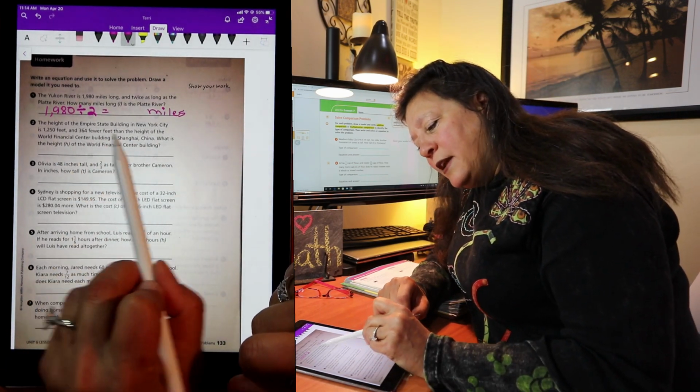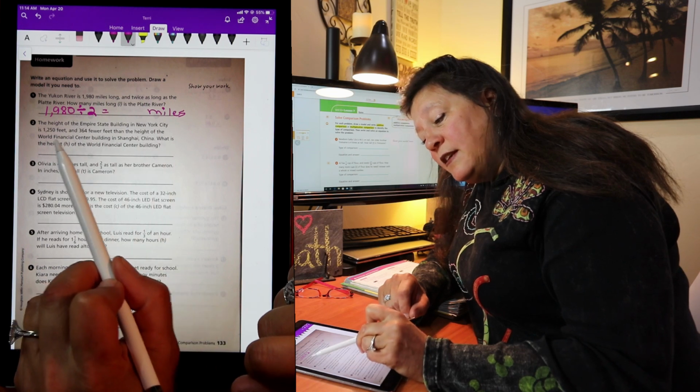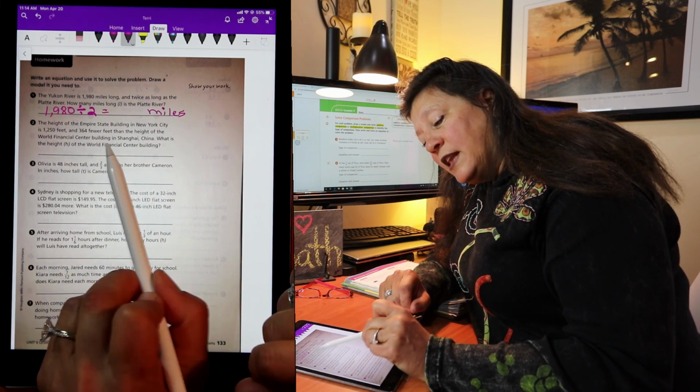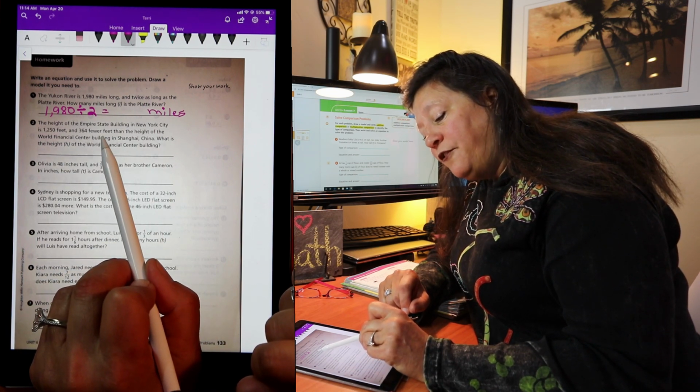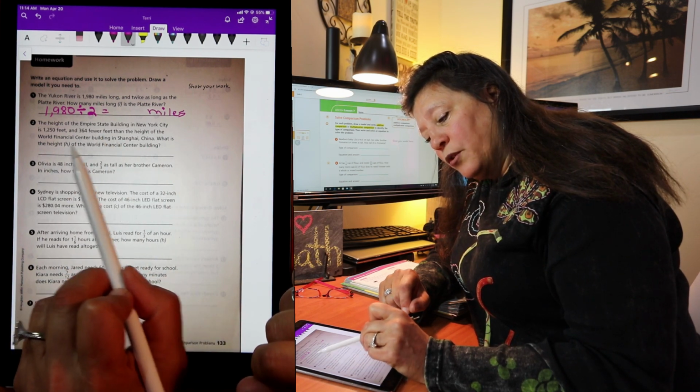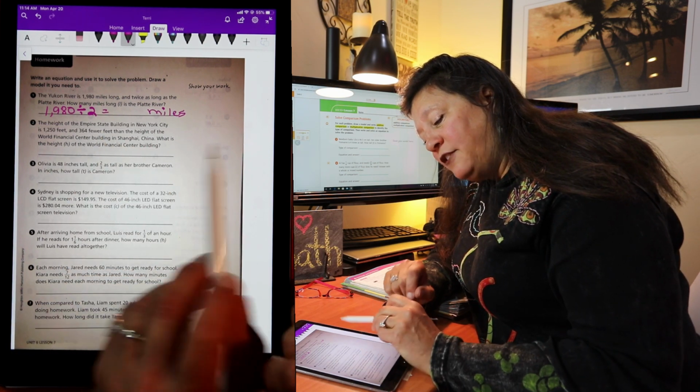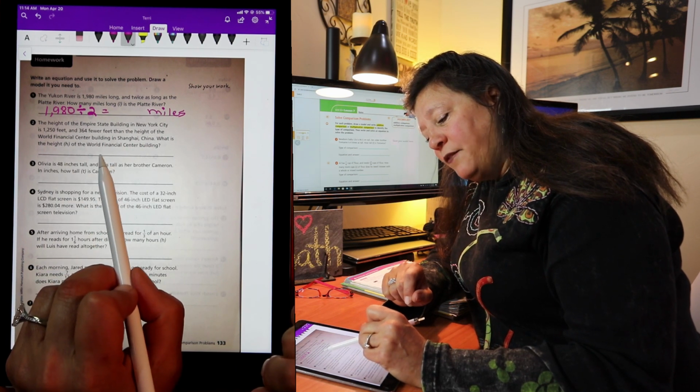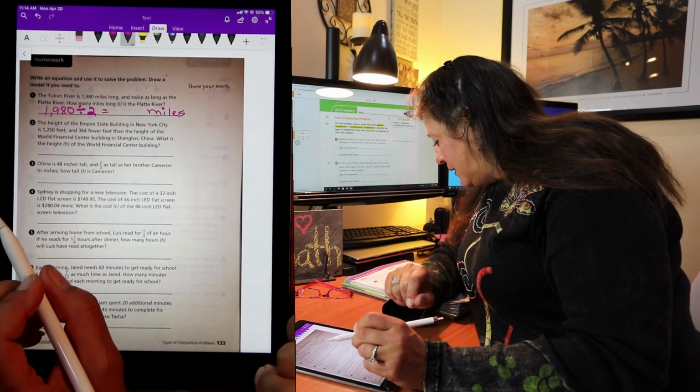Number 2, the height of the Empire State Building in New York City is 1,250 feet and 364 fewer feet than the height of the World Financial Center building in Shanghai, China. What is the height of the World Financial Center building?